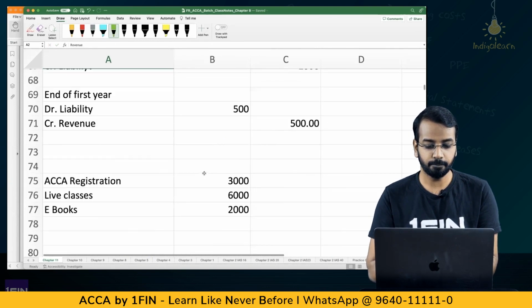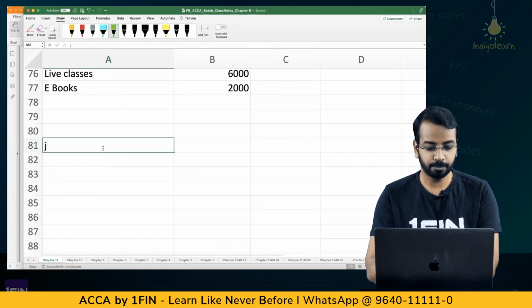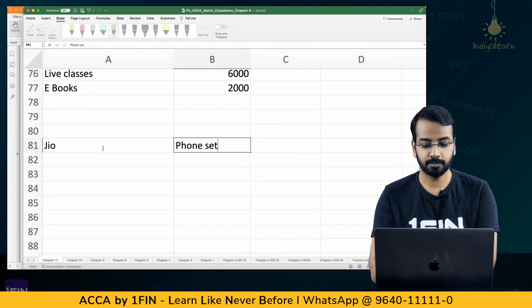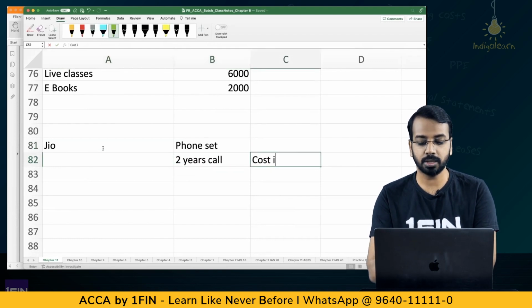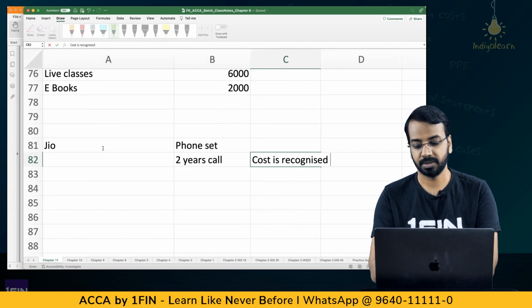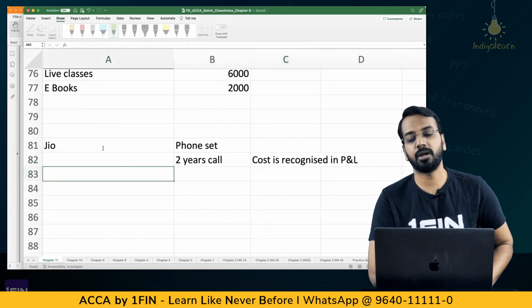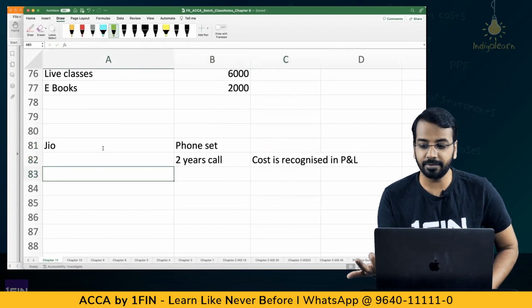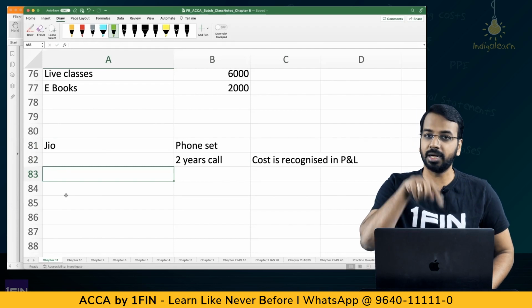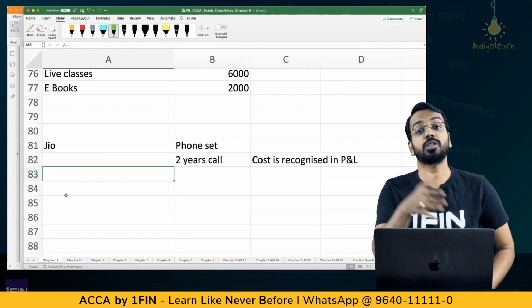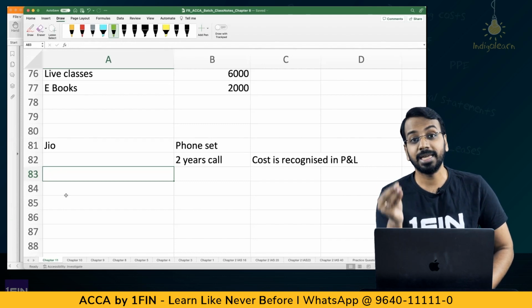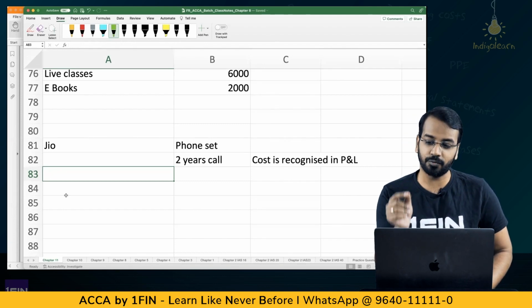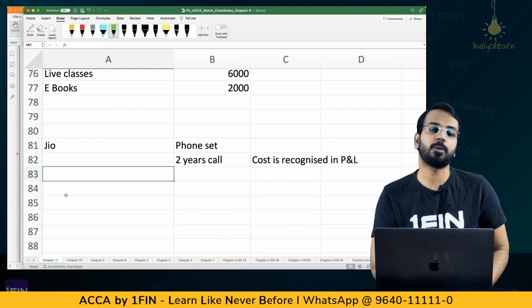So if I'm saying Jio phone set and 2 years of calling, now with this 2 years of calling, cost is recognized in P&L over a period of 2 years. Where is the corresponding revenue? I cannot recognize revenue on day one and say I'll incur the cost over a period of 2 years. That violates the fundamental concept of matching income with expenses. And hence, if you're following that approach, it will not be appropriate.